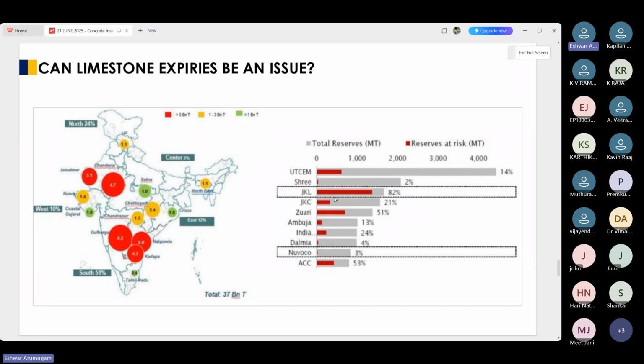So limestone expiries can also be an issue in the consolidation happening in the next 2 to 3 years. It has to do with limestone mine ownership after the enactment of an act called the MMDR, which stands for Mines and Minerals Development and Regulation Act, in 2015. What it essentially says is that any new player who wants to acquire a limestone asset has to acquire it through the auction route, versus earlier, wherein it had been allotted by the state government.